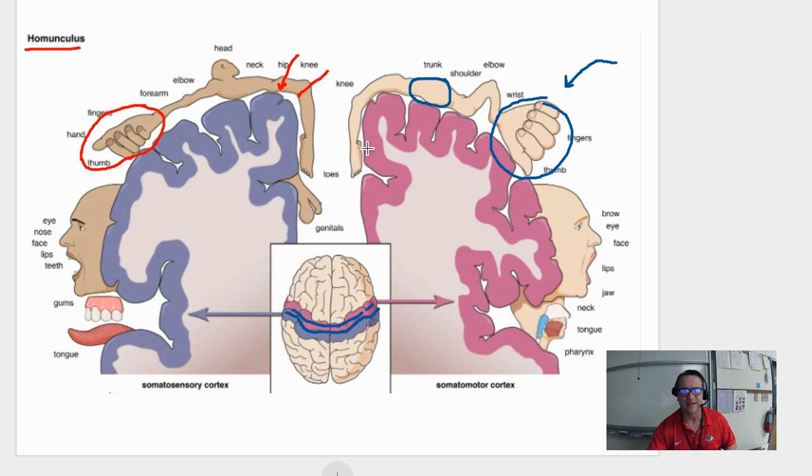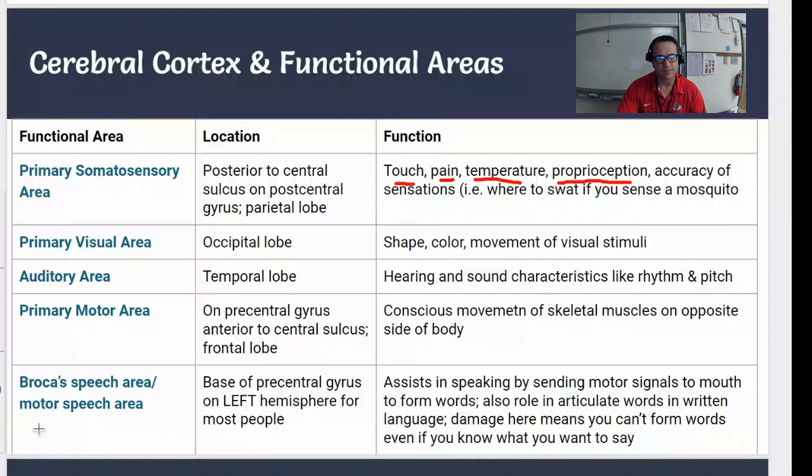And also your feet. You don't do as many things with your feet as you do with your hands. And also your mouth. It takes a lot of area in the primary motor cortex to control your mouth, because it takes very fine movements of the mouth to create words. So things that need more precise movements are going to have a much larger area devoted to them on the primary motor cortex.